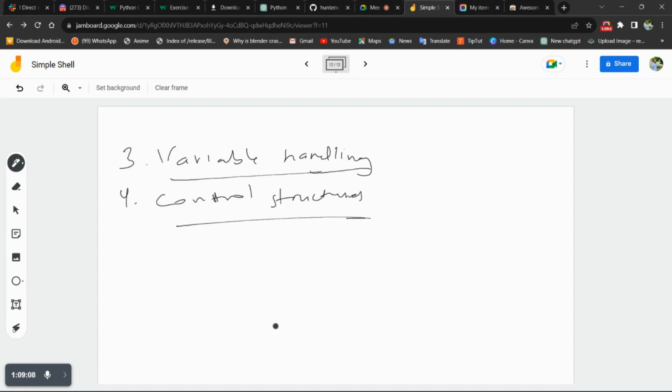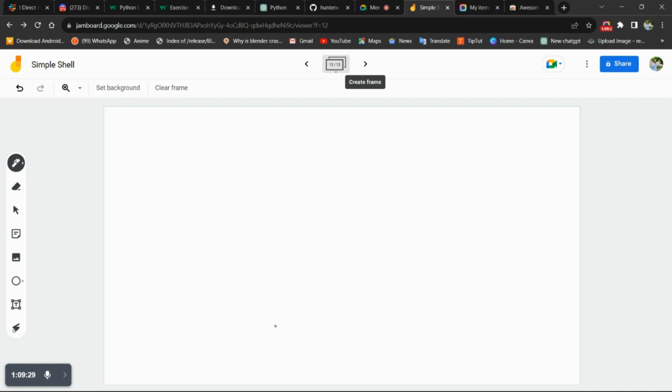So these are some of the basic features or purposes of the shell. These are like four. I think these are what we will need for now in building our simple shell. So take note of it. Let's move on to the next section.